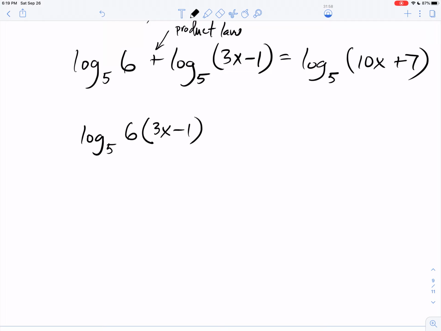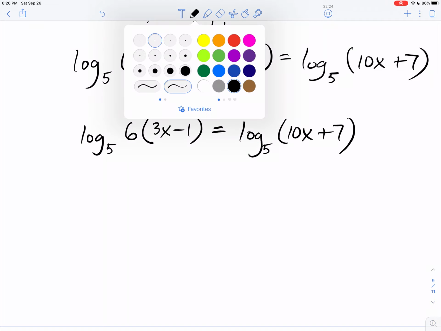If it was a minus, I would be using the quotient law. But I'm not. So here we go. Log base 5 of 6 times (3x minus 1). What does it equal? Well, I haven't even messed with the other side, because the other side was just sitting there waiting for me to get it to this point. And now I go, this is a single log on both sides. Single log on both sides.